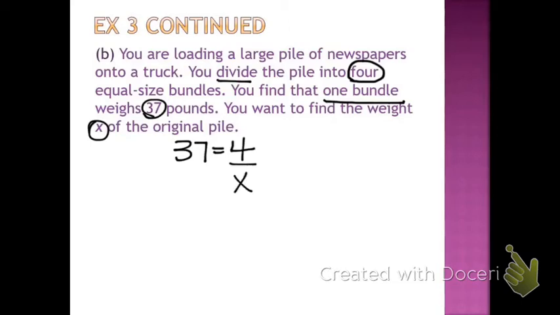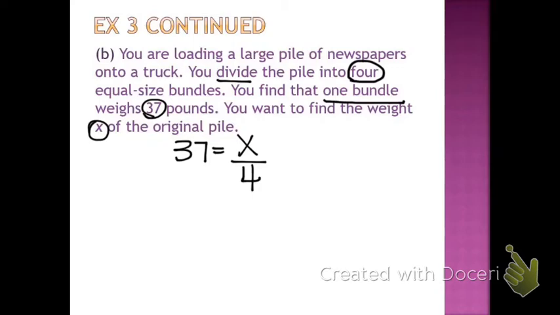All right, but think about it. X is the weight of the original pile. So again, you've got the big tall pile of newspapers. Should I be dividing 4 by that, or should I be dividing the pile by 4? By 4. Okay, because remember, whatever's on the top of your fraction is what you're actually taking and dividing apart. So, you want to try that again? 37 equals x divided by 4. Very good. We take the original pile that we don't know the weight of yet, and we're dividing that entire pile into 4 equal parts. And one of them will come out to be 37 pounds.